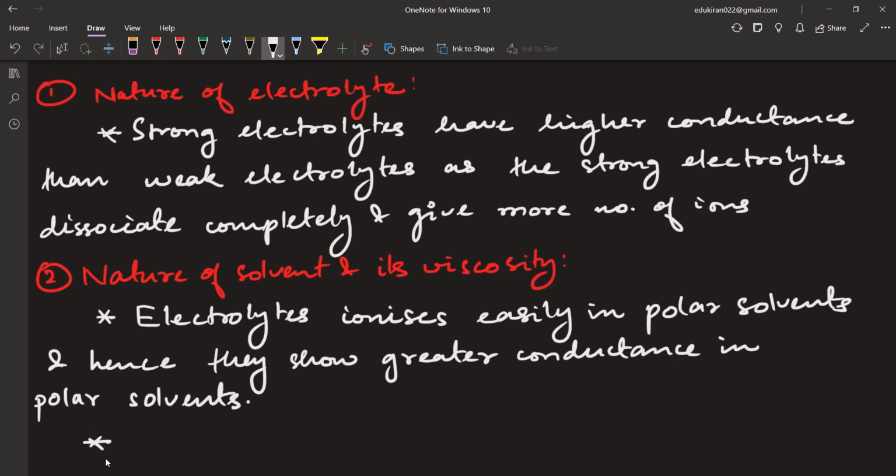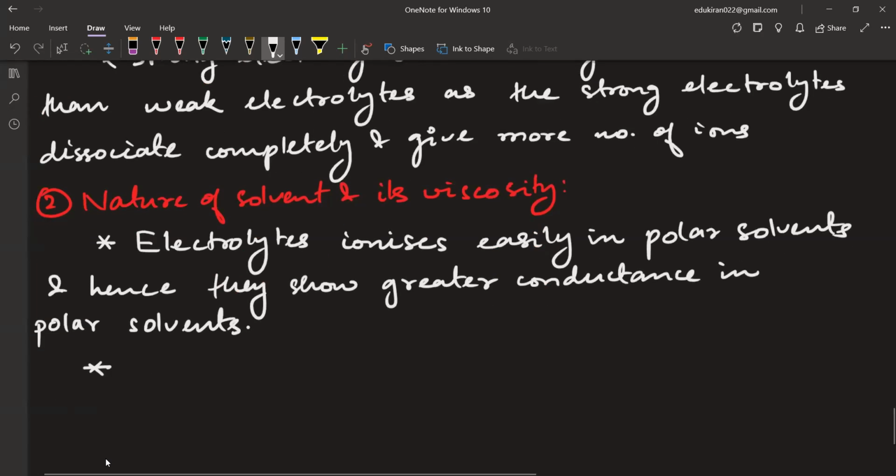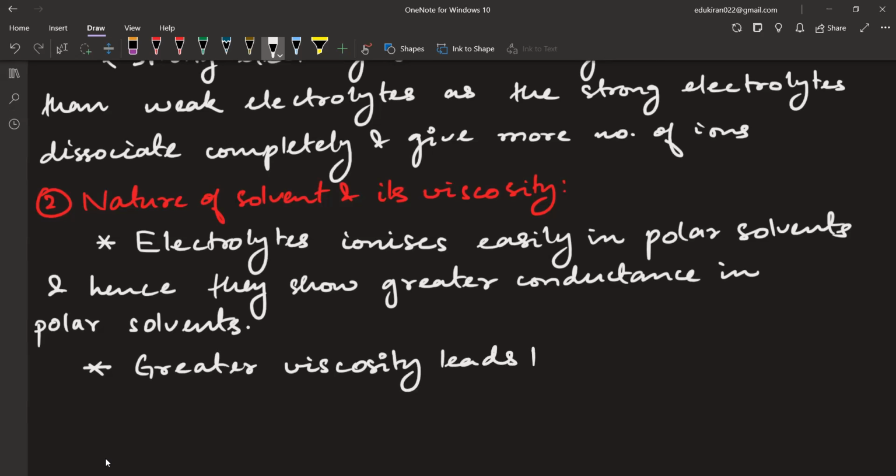Okay, the same thing you will write: greater viscosity leads to lower conductance. We can write lower conductance.